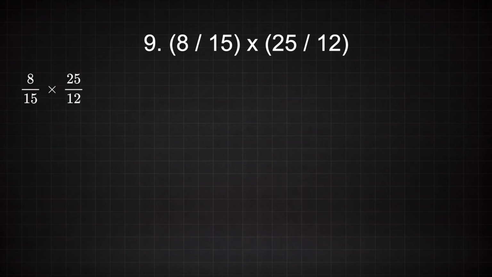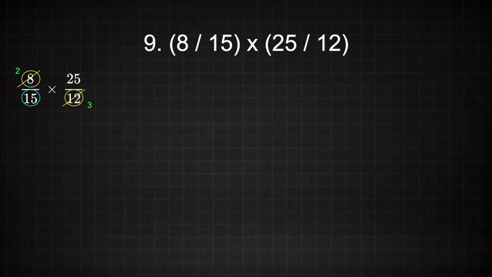Consider this next problem, 8 over 15 times 25 over 12. From here on out, we'll only be using cross-cancellation. We look at the 8 and the 12. These numbers are both divisible by 4. 8 divided by 4 is equal to 2. We cross out the 8 and put a 2 next to it. 12 divided by 4 is equal to 3. We cross out the 12 and put a 3 next to it.